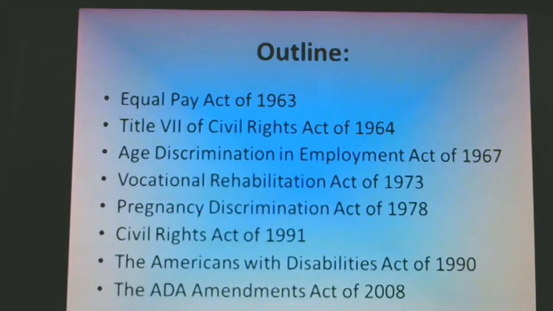This is an outline of the important equal opportunity laws we are going to cover. The Equal Pay Act of 1963, Title VII of the Civil Rights Act of 1964, the Age Discrimination in Employment Act of 1967, Vocational Rehabilitation Act of 1973, Pregnancy Discrimination Act of 1978, the Civil Rights Act of 1991, the Americans with Disabilities Act of 1990, and the ADA Amendments Act of 2008.